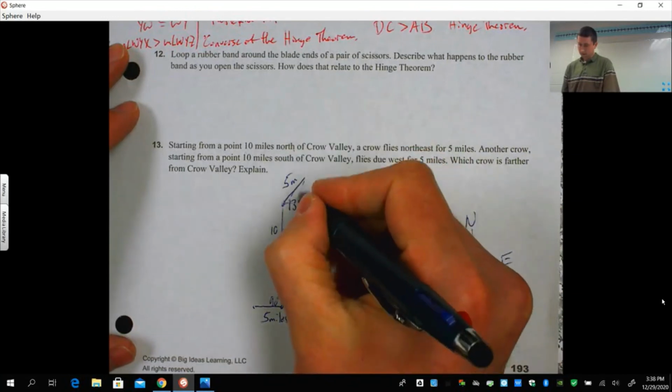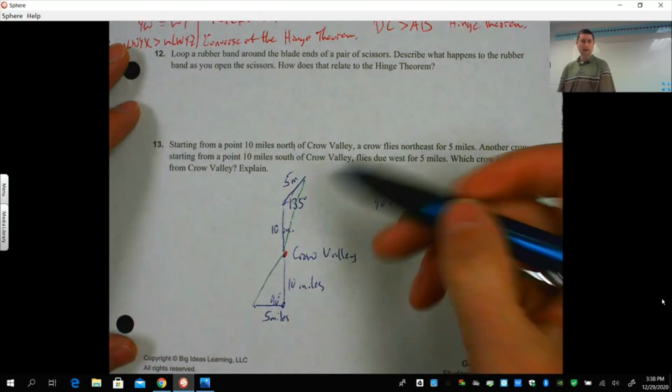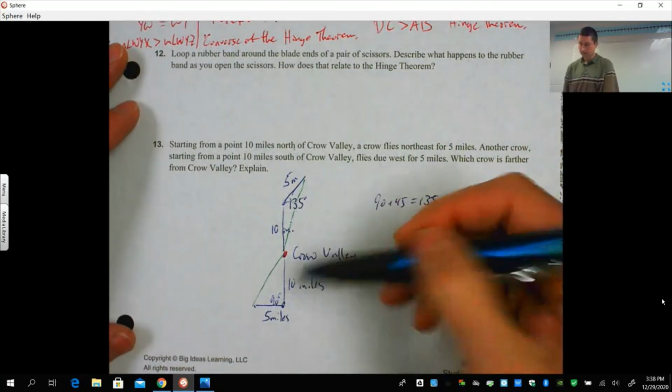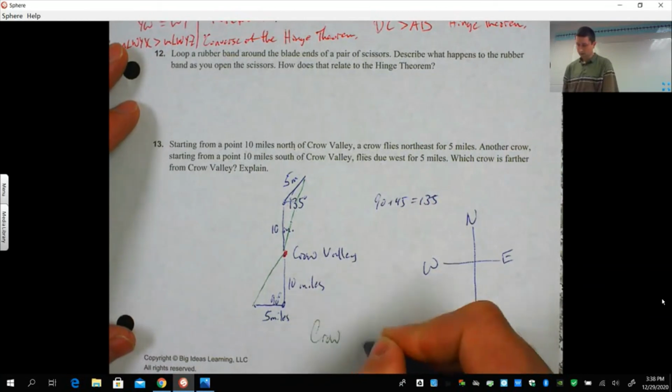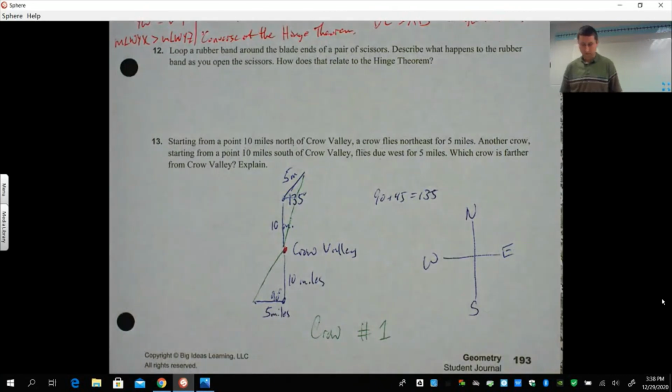So which one is farther away? It would have to be the one that is on top because of the hinge theorem. 135 is bigger than 90. So crow number 1, the one that flew northeast, is flying farther away. A little bit of common sense with that one as well.